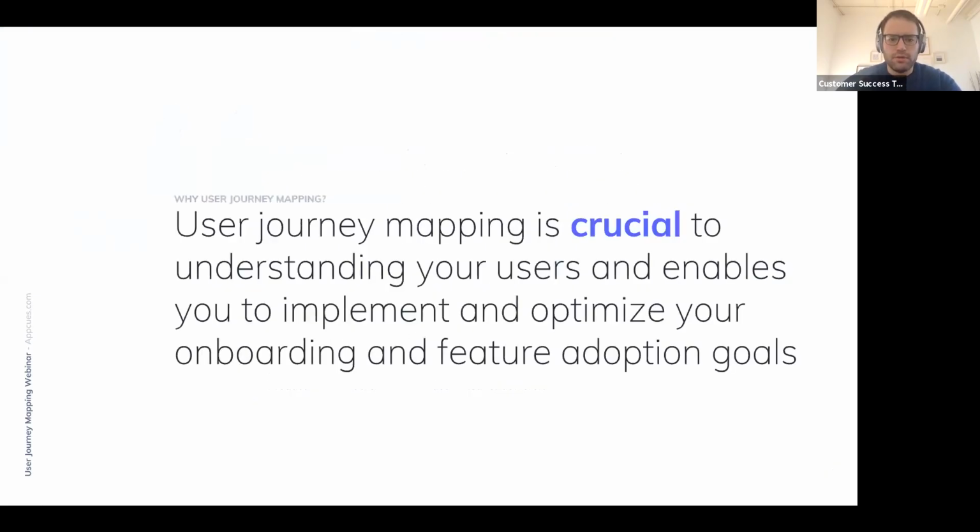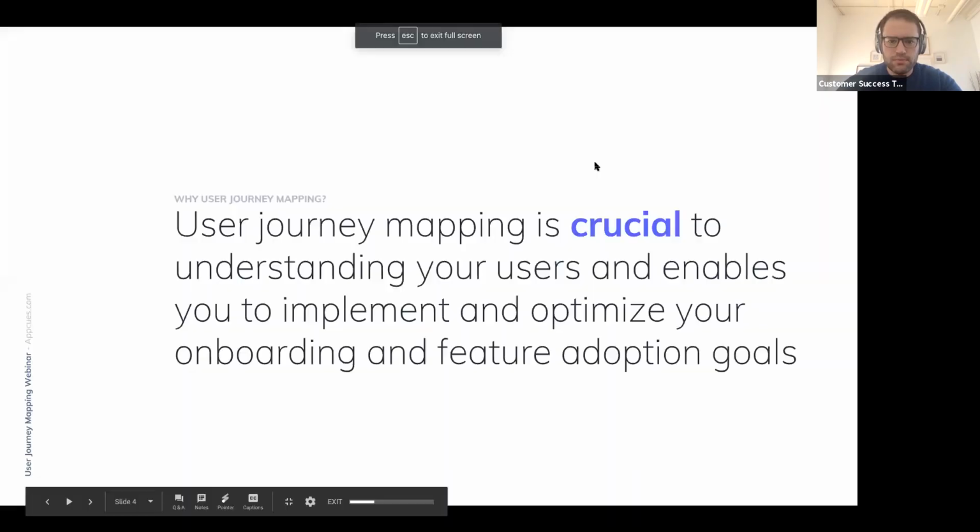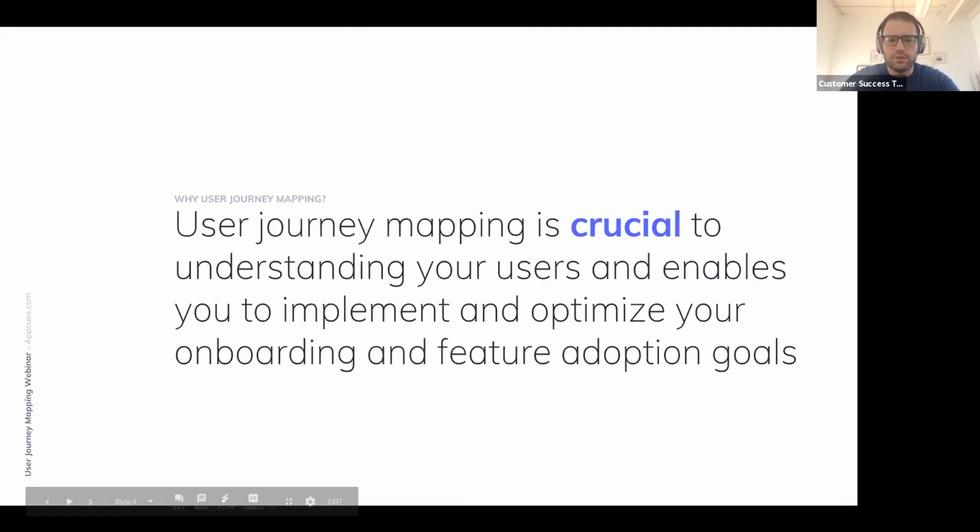So a user journey map is crucial to understanding your users and enables you to optimize your onboarding and feature adoption goals. I think this exercise, before you start building, especially with AppQs, is about sitting back and taking the theory part of it, thinking through how you want your user to go through this journey and what that looks like in a perfect world. And I think that sets you up for success with regards to then implementing either feature adoption flows or onboarding flows.